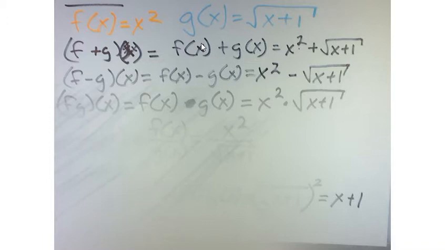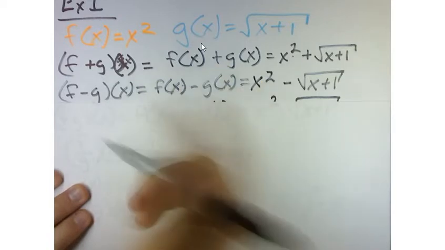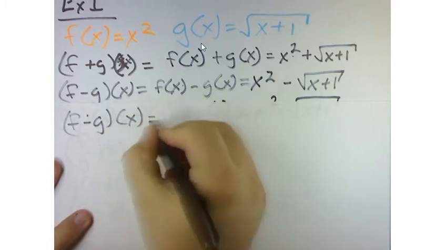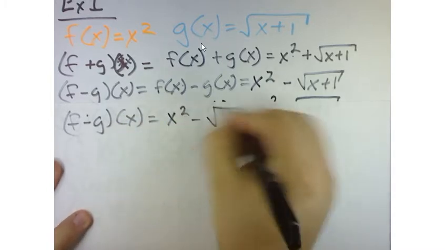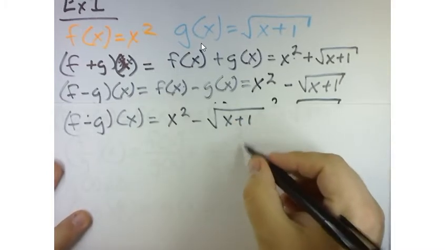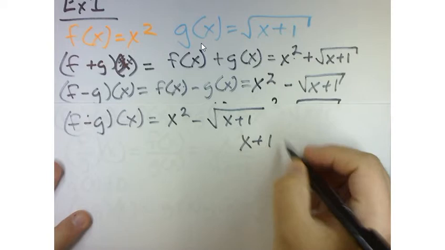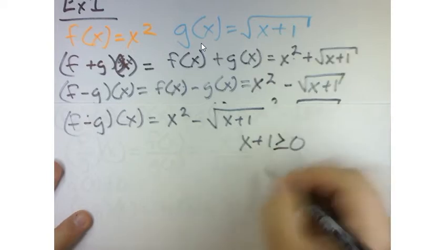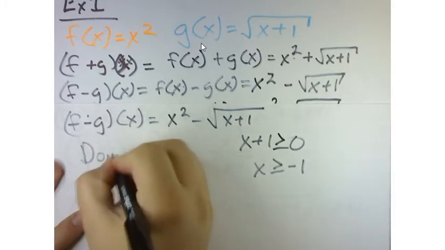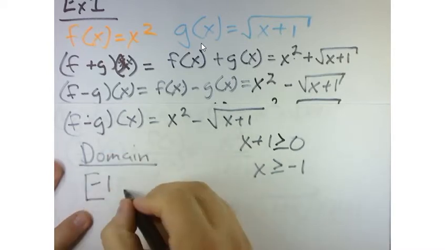Let's move on to the next one. The next one is similar. If I look at f minus g of x, that is equal to x squared minus the square root of x plus 1. Again, you can't take the square root of a negative number. So again, we have to consider that x plus 1 has to be greater than or equal to 0, so x has to be greater than or equal to negative 1. So then the domain of this function is negative 1 to infinity.